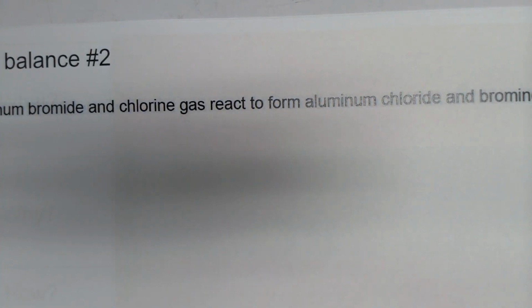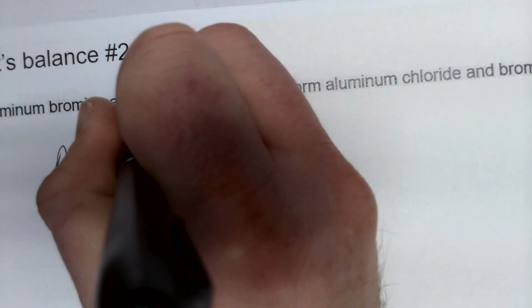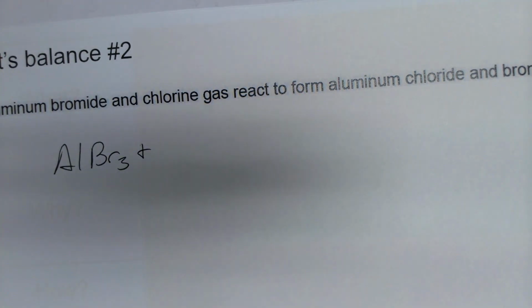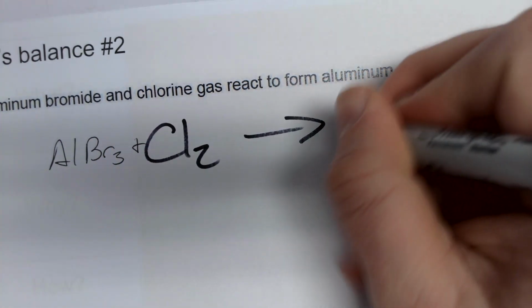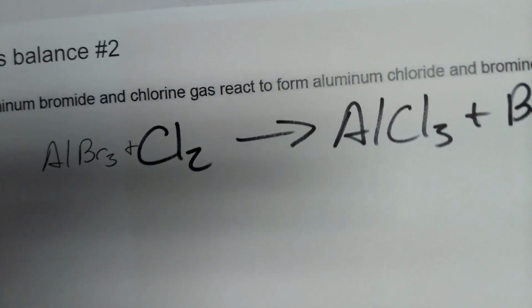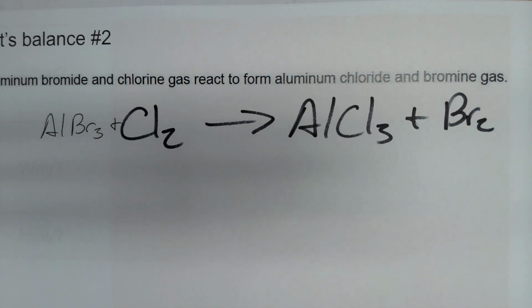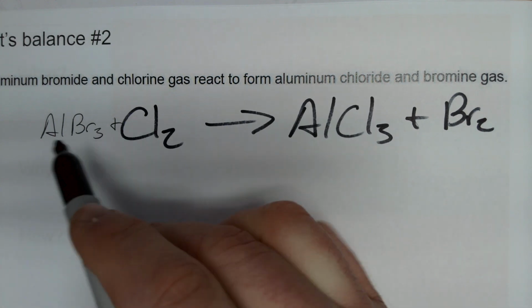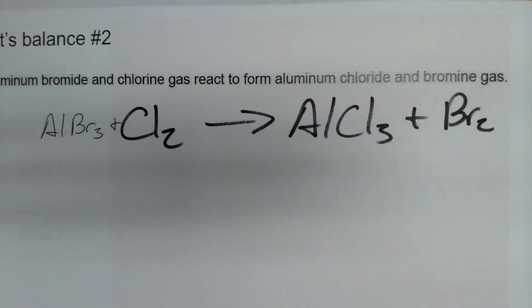Looking at number 2, I'm going to rewrite the formula for number 2 that we came up with. AlBr3 plus, actually I'm going to write this with the thicker marker, Cl2 yields AlCl3 plus Br2. Now, just eyeballing this, I know that this equation is not balanced. I can see I have 3 bromine atoms over here, and I have 2 bromine atoms over here. Something is amiss. And also, somehow I added a chlorine atom.